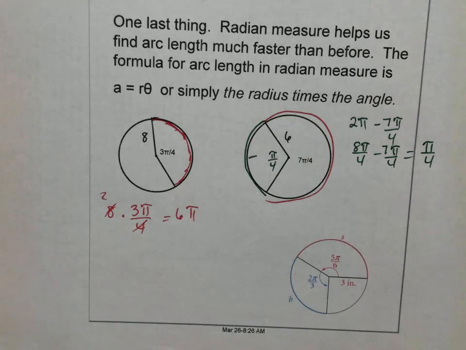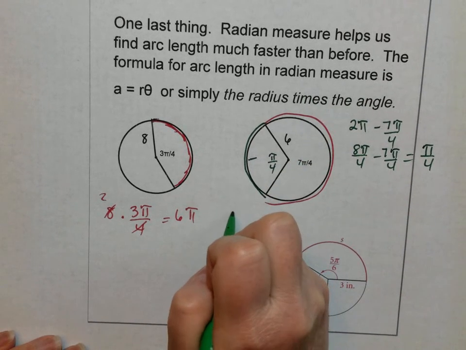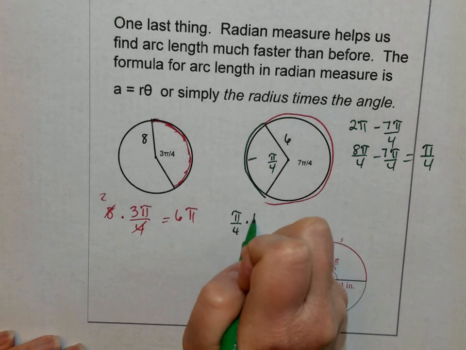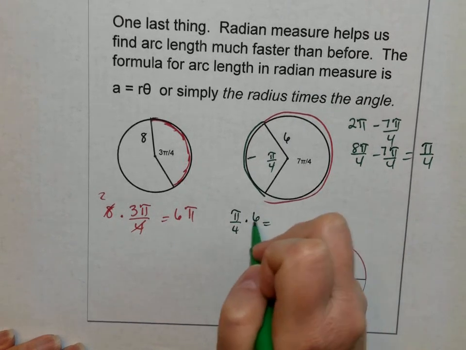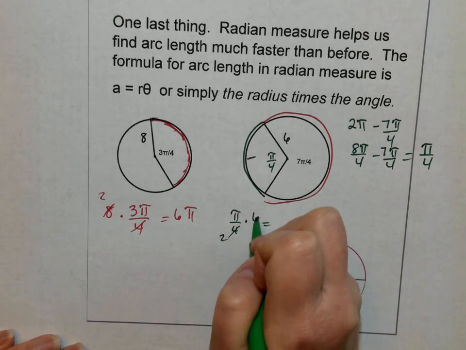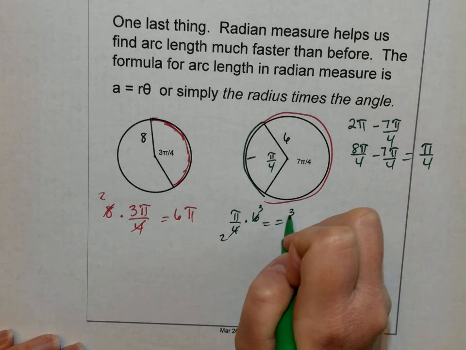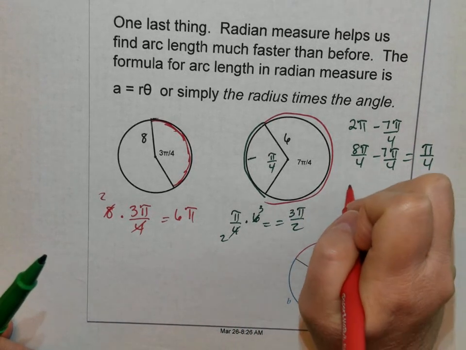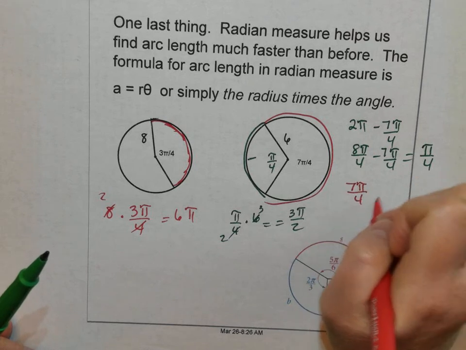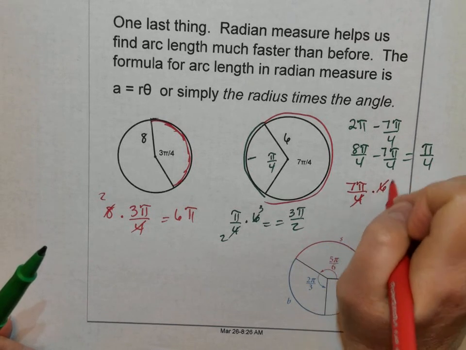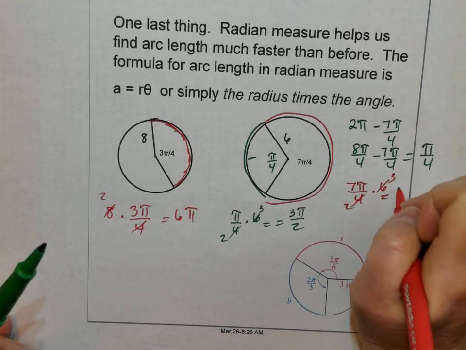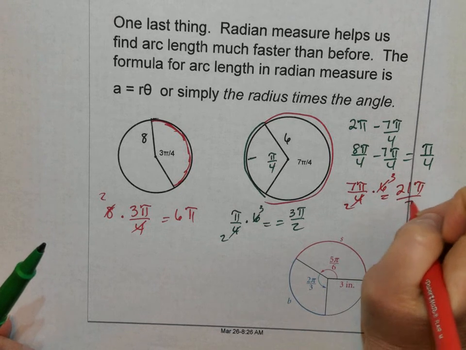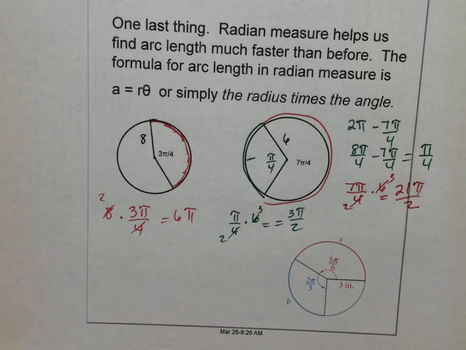So to do the green one, I would take pi over 4 times 6, and I would do a little bit of reducing here, and I get 3 pi over 2. The red one, I would take 7 pi over 4 times 6, again do a little reducing, and I would get 21 pi over 2. Again, not difficult, just a little bit of math.